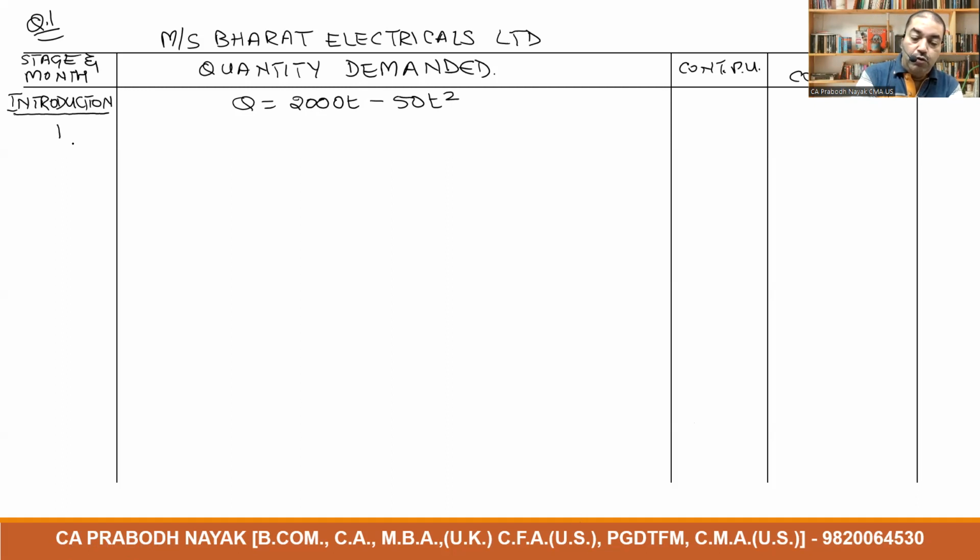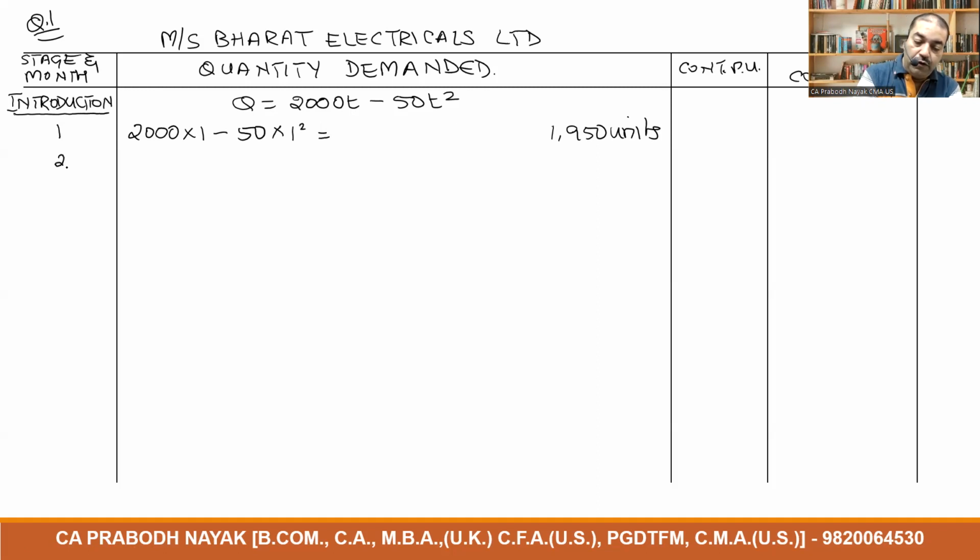Okay. Now how to calculate quantity? 2000 into T. T means 1. Okay. So it is 2000 into 1 minus 50 into T square. T square will be 1 square. So 2000 minus 50 will give us 1950 units. Right at the end over here, 1950 units. Because we have to calculate the total of all these units. So don't write it inside, write it here.